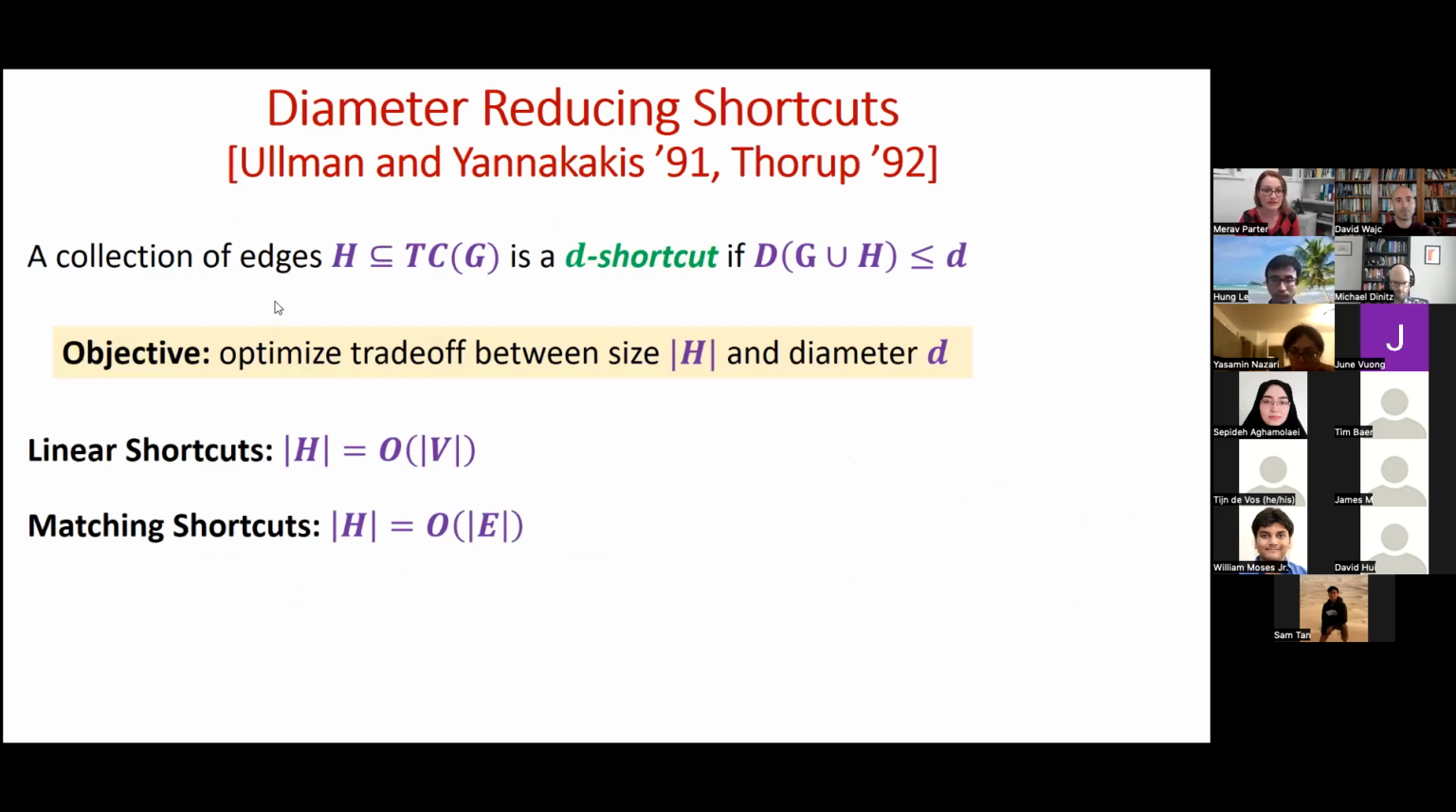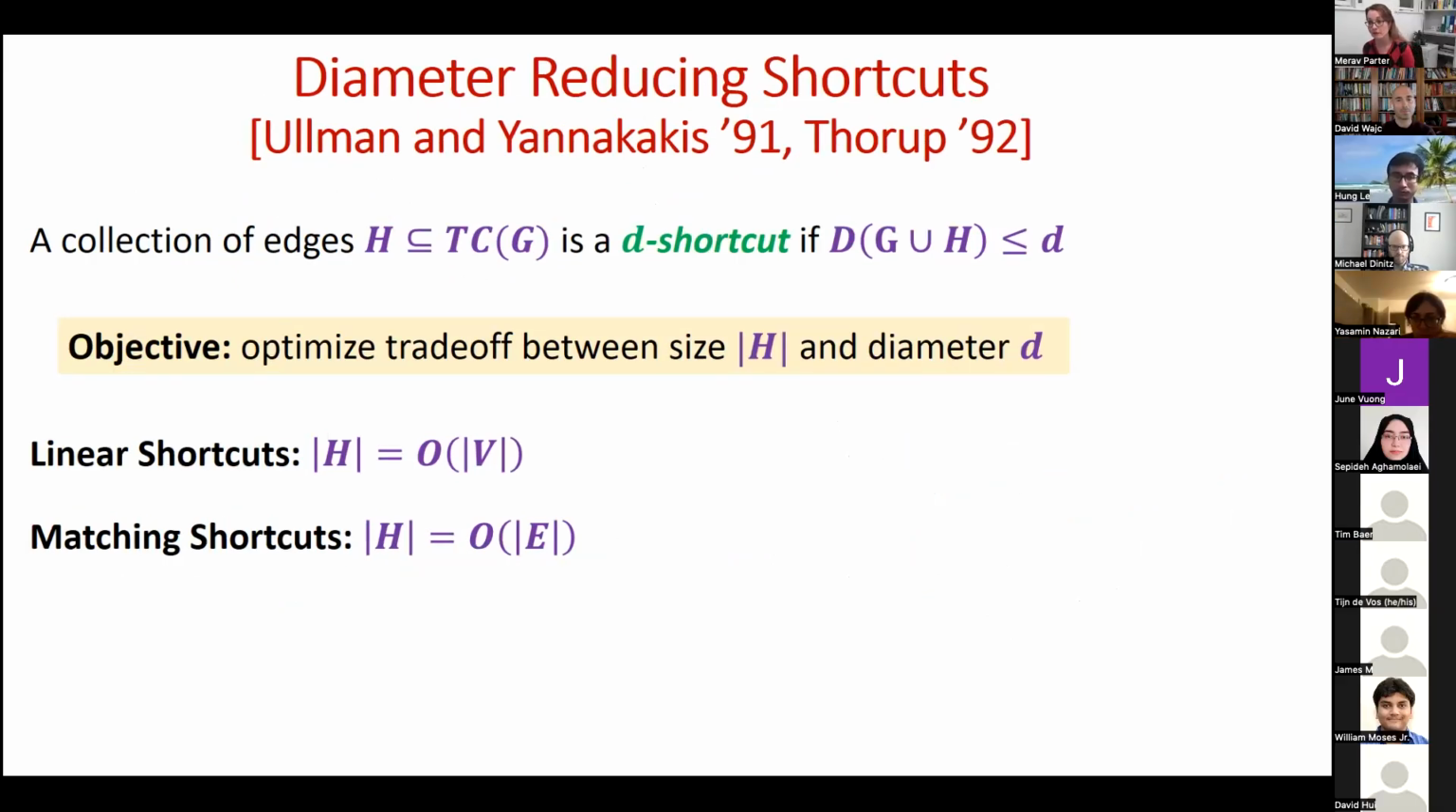This brings us to the introduction of diameter reducing shortcuts. This notion was introduced by Ullman, Yannakakis, and Thorup. We say that a collection of edges from the transitive closure, TC(G), is a D-shortcut if the diameter of the augmented graph is at most D. The interesting thing here is to study the trade-off between the number of edges that we add into our shortcut and the diameter that we obtain.